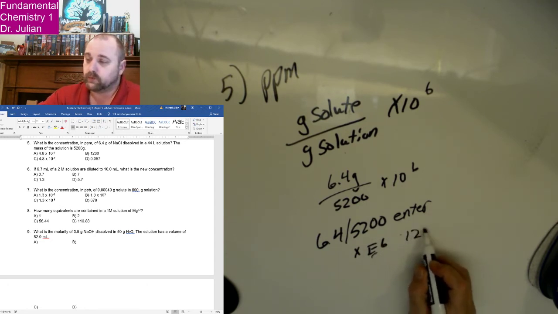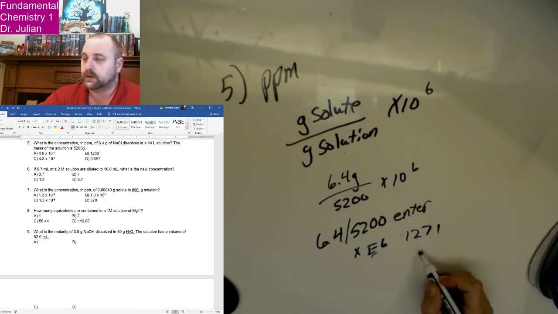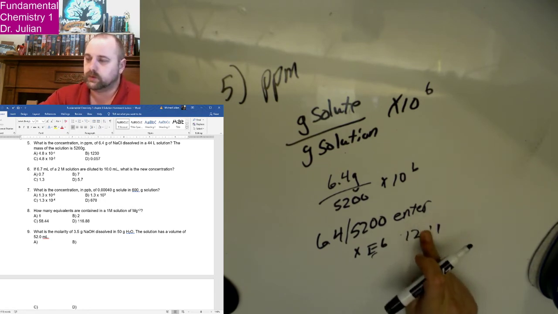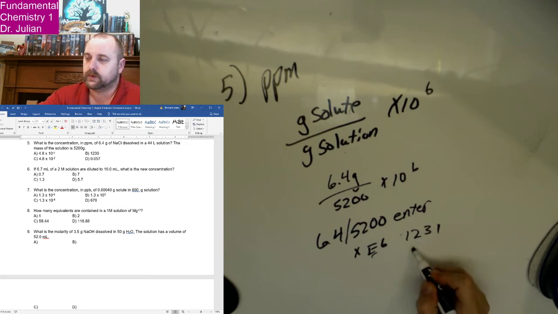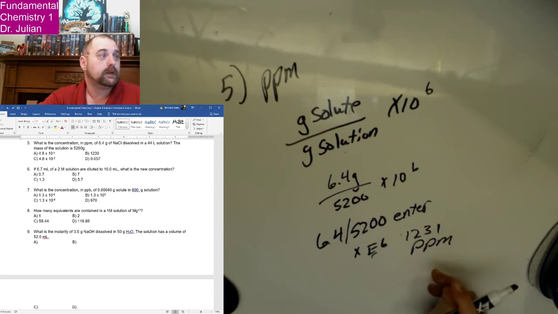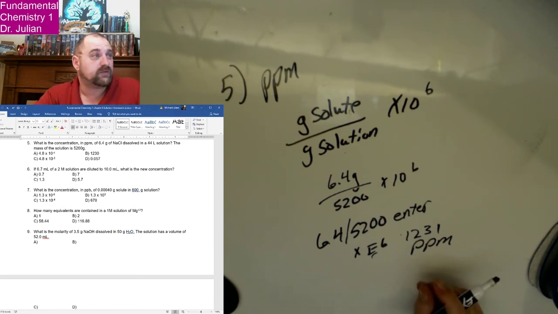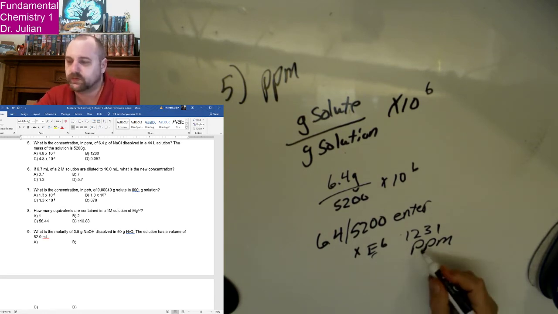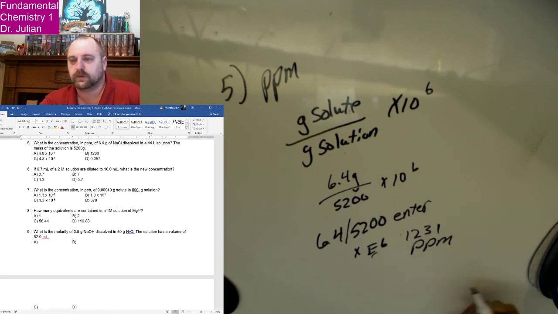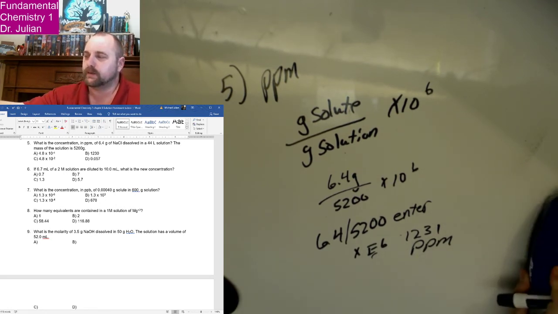So I got a 1231 ppm. They get 1230 is the closest. So 1230.7. So okay, 1230. So I'll take that one. That's my best answer.